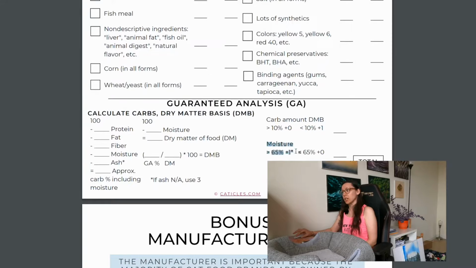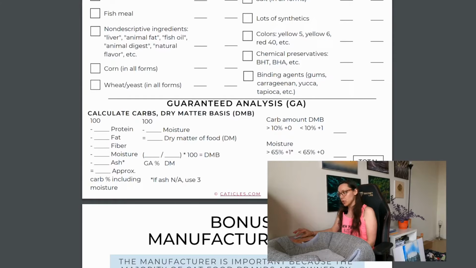Additionally, if the moisture content is greater than 65, that's a plus 1. If it's less than 65, that's plus 0. So basically, if you're analyzing dry food, that's probably going to have the lowest score because moisture is important for cats. Water is the most important nutrient above all. If this is too overwhelming, then just value moisture, aka water, over anything else and choose wet food instead of dry food, as long as it says complete and balanced.